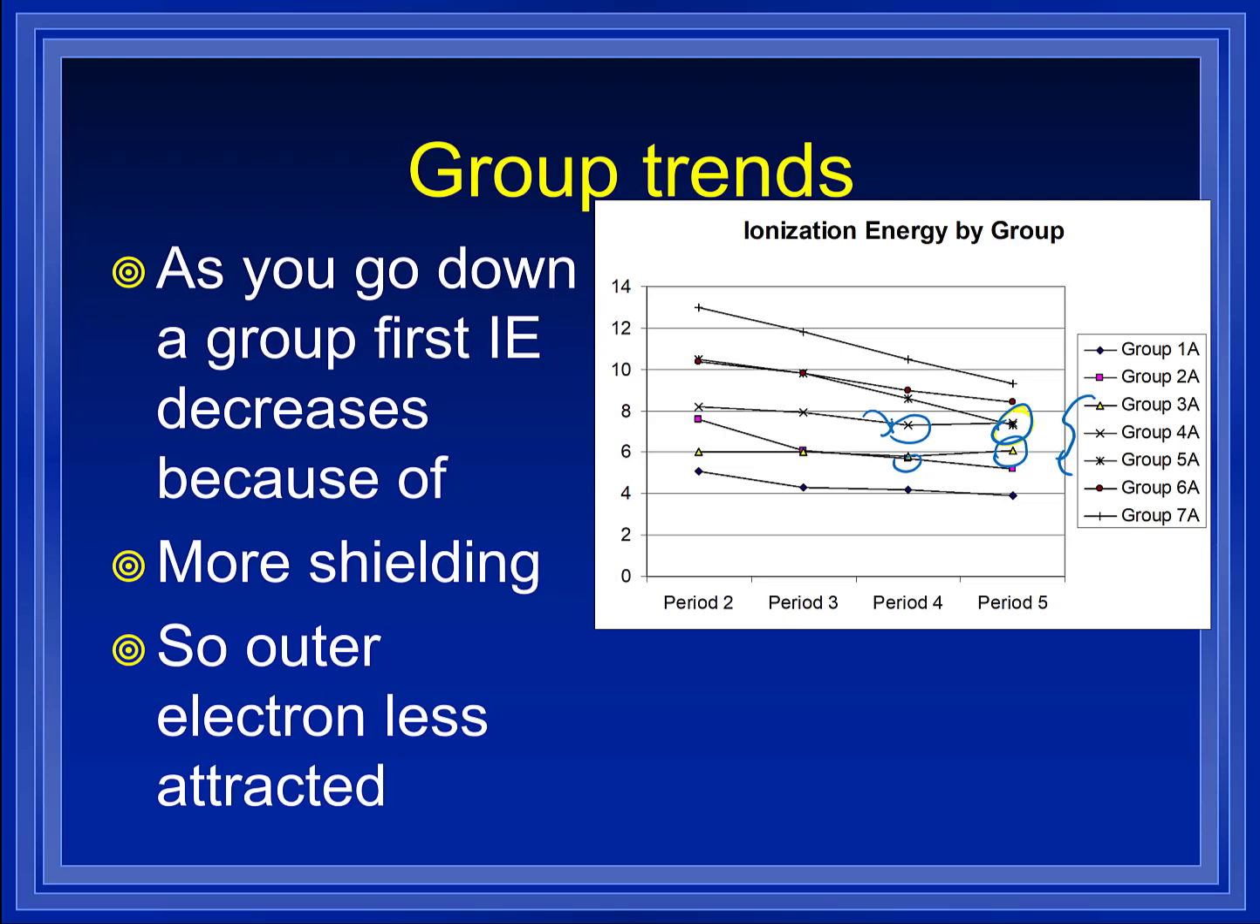Same reasons over and over again. That's what a good theory does. It uses the same reasons over and over again to explain stuff. That's when it gets to be called a theory, when it explains lots of stuff.